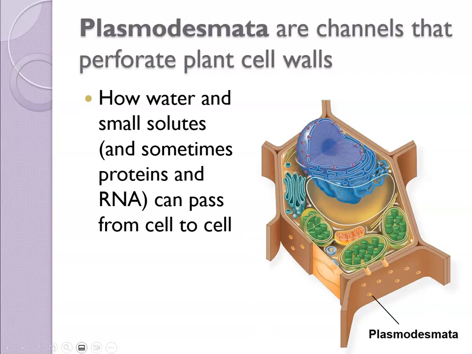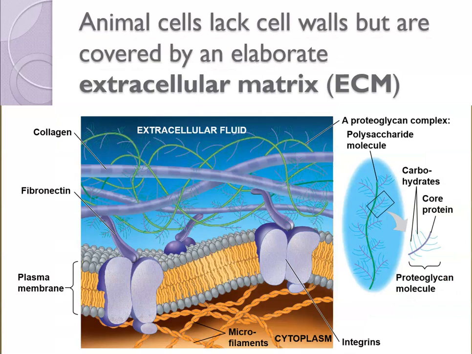Unlike plant cells, animal cells do not have a cell wall, but they have an extracellular matrix. A matrix is something that has a lot of different components. And so as you can see here, the extracellular matrix of this representative cell contains collagen, fibronectin, glycoproteins, glycolipids, polysaccharides, a whole assortment of things that are attached to the outer surface of the cell membrane or even embedded in the cell membrane.